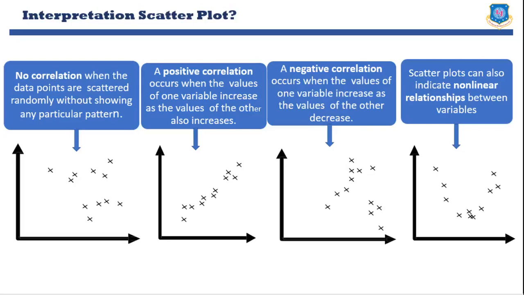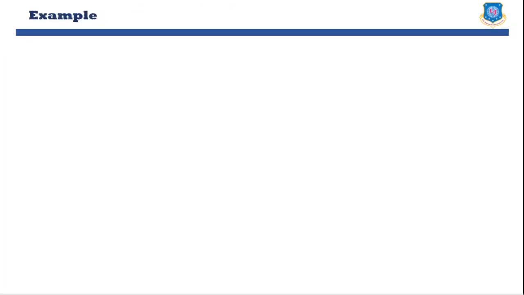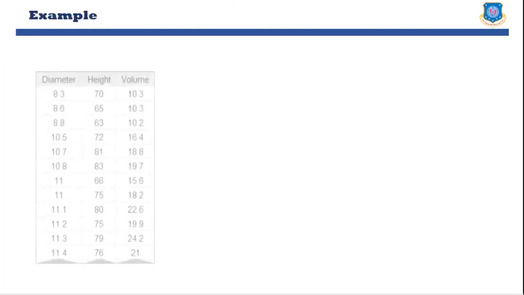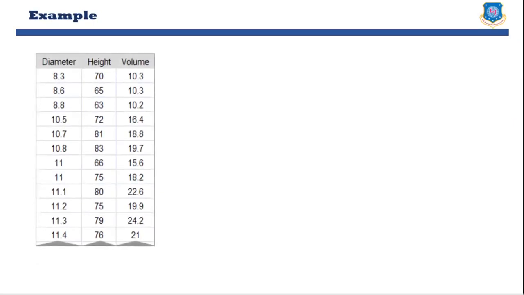So if you find that there is a curve shape in the data points, you can say this is a non-linear type of relationship between the variables. Now let's discuss one example of the scatter plot. You can see there are three columns in the Excel file. First is a diameter, second is a height, and third is a volume.